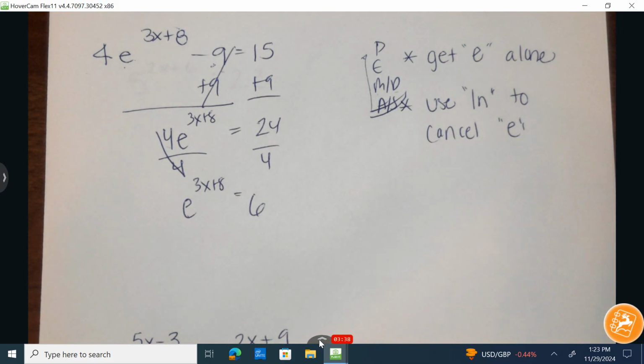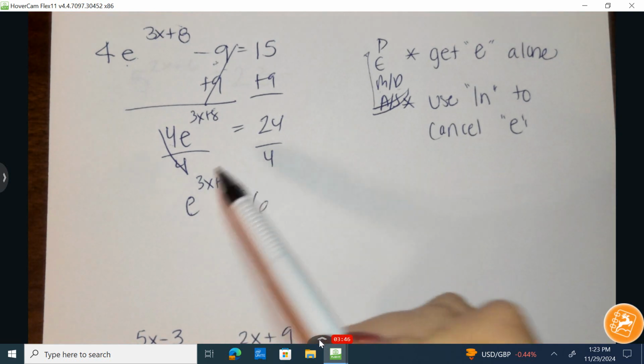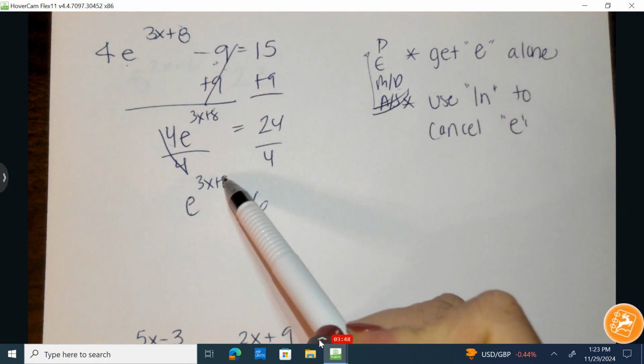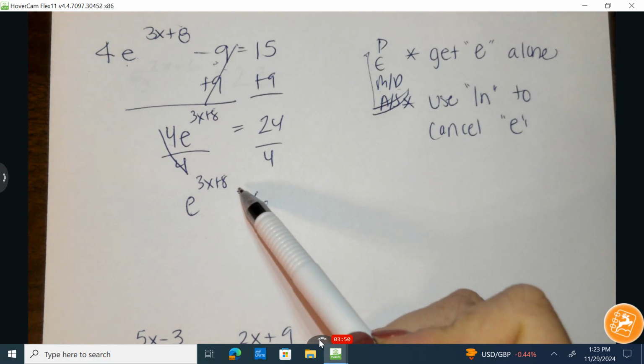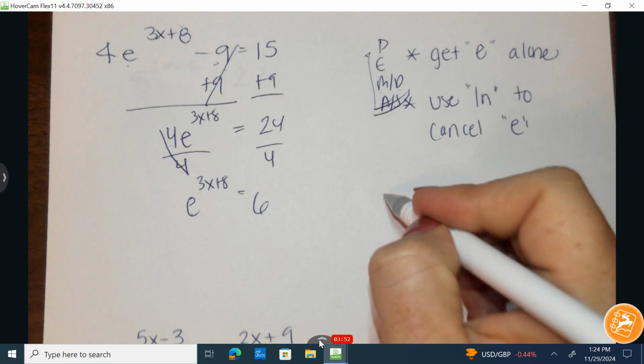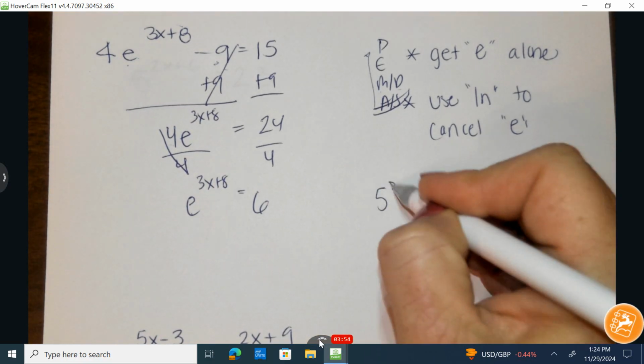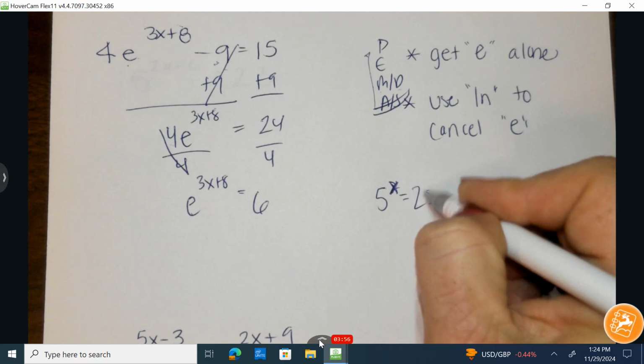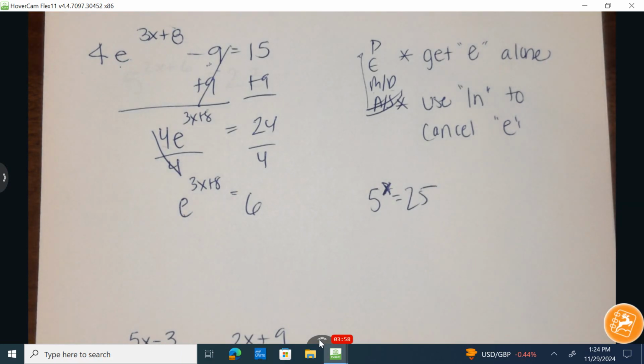So I have an exponential equation, and I'm thinking, how can I use logarithms? So the reason we use logarithms is when we're given an equation that has a variable in the exponent position and we can't do mental math to solve. I want to give you an example. Here, I meant to make that an x. Here we have a variable in an exponent position, but I can do mental math.